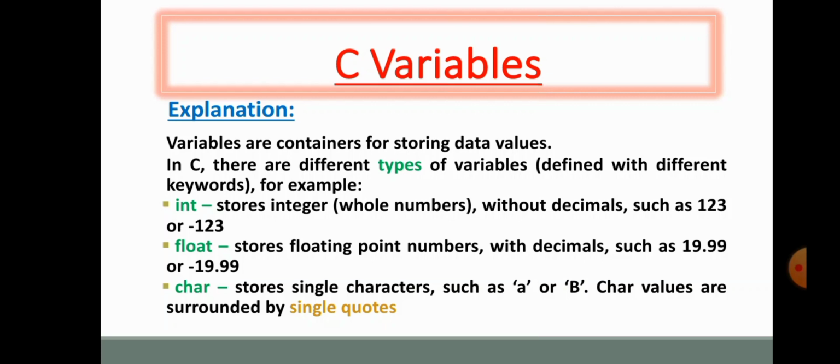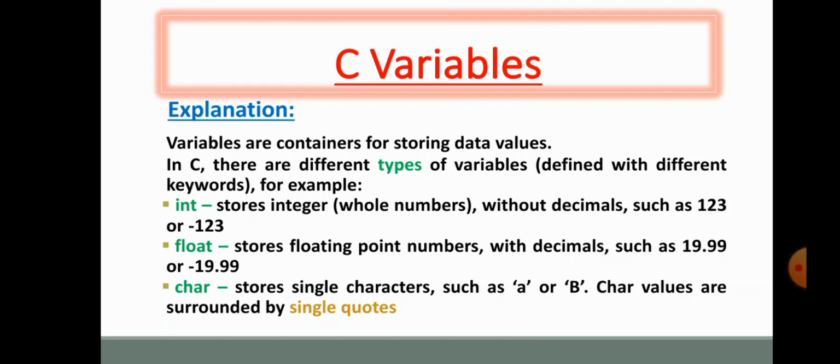Variables are containers for storing data values. In C, there are different types of variables defined with different keywords. For example, int stores whole numbers without decimals, such as 123 or -123. Another data type, float, stores floating point numbers with decimals, such as 19.99 or -19.99. Another type of variable, char, stores a single character such as 'A' or 'B'. Character values are surrounded by single quotation marks.